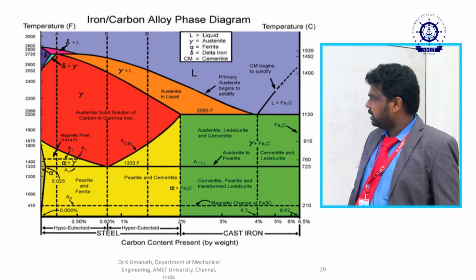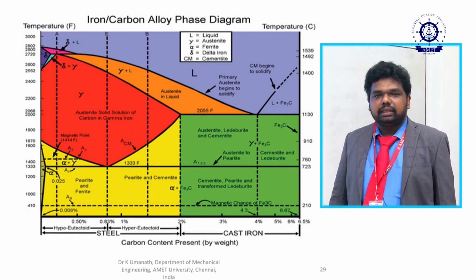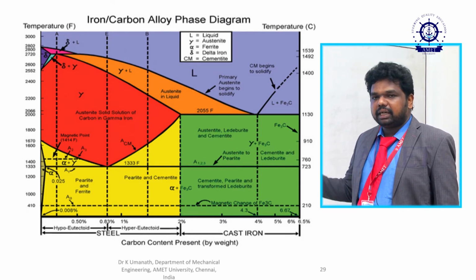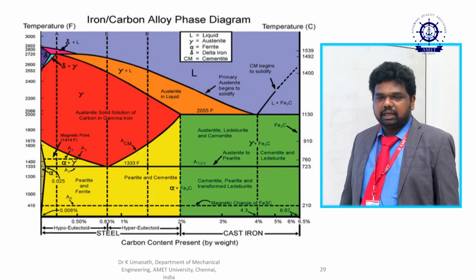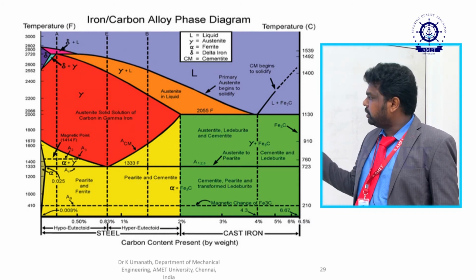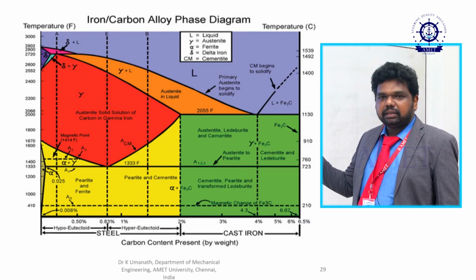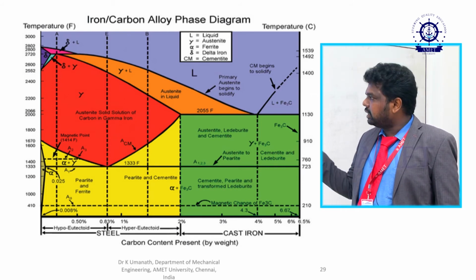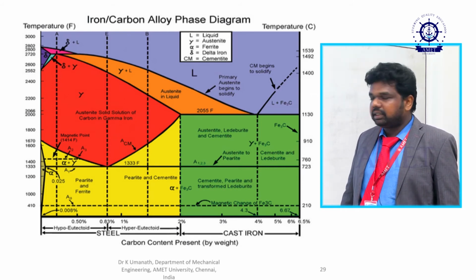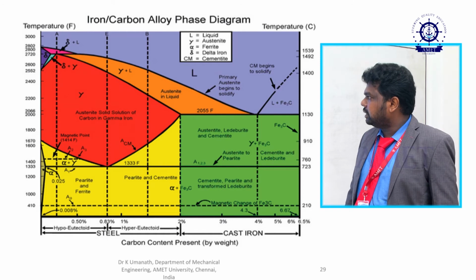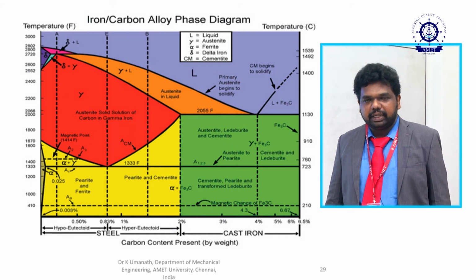Another reaction occurs at 1130 degrees centigrade at 4 percent carbon content. Normally it occurs in cast iron. What happens in this reaction? The liquid is transformed into two different solids: one liquid is transformed into gamma and Fe3C. Gamma means the austenitic structure, and Fe3C is the cementite structure. So one liquid is directly transformed at this point, at 4 percent carbon and 1130 degrees centigrade.